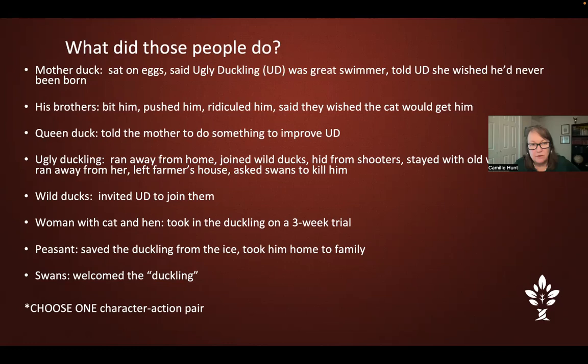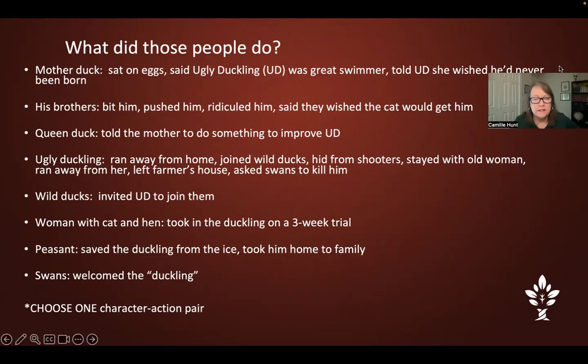The ugly duckling, he ran away from home. He joined the wild ducks. He hid from the shooters. He stayed with the old woman. He ran away from her. Then he left the farmer's or peasant's house, and he asked the swans to kill him.